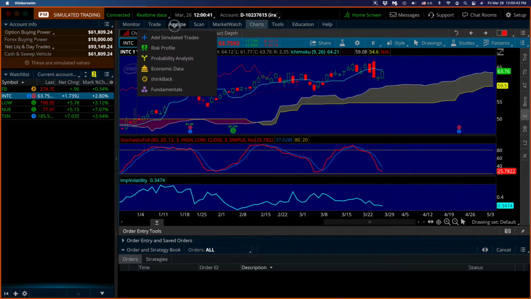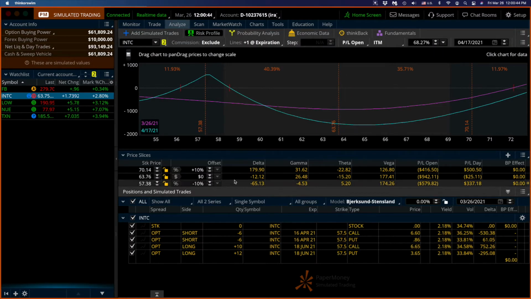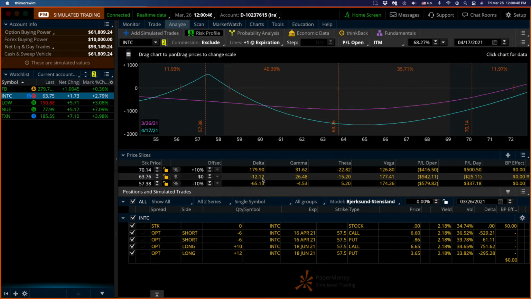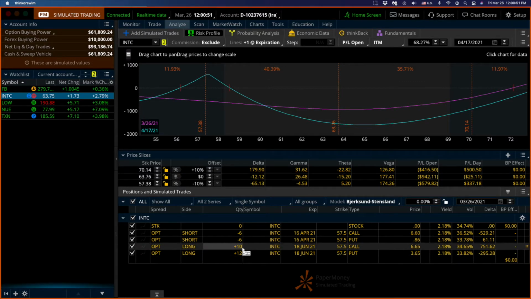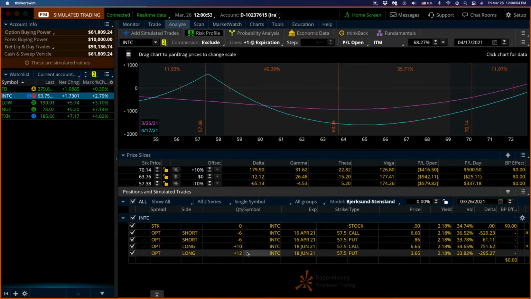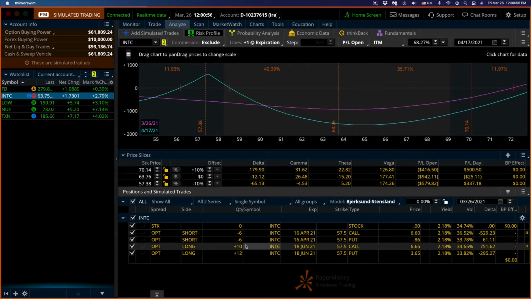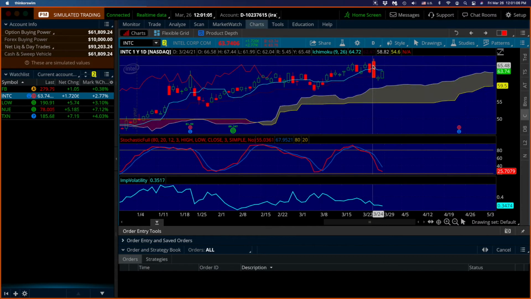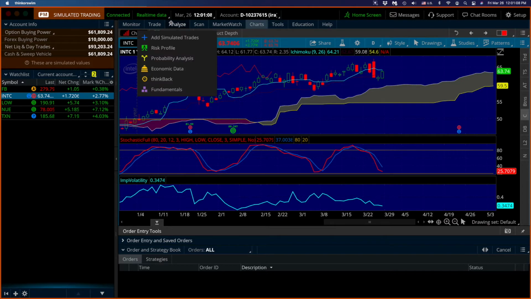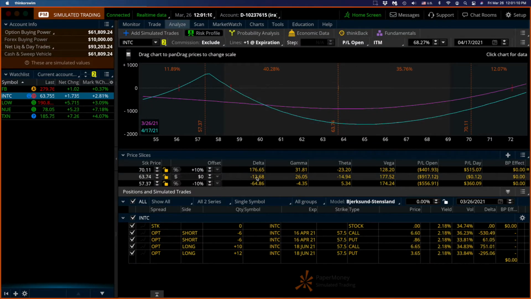So let's go to the Analyze tab. And right now you see that it's slightly delta negative. Okay, so that is fine for what we want. I took some profits along the way, so instead of being 6, 6, 12, 12, it's 6, 6, 12, 10, 12, which means I sold 2 calls along the way as a way to take profits. Hopefully it was at the top. I'm not sure about that. All you need to do is make sure that it's not too far away from delta, and if necessary, try to adjust it if you can.